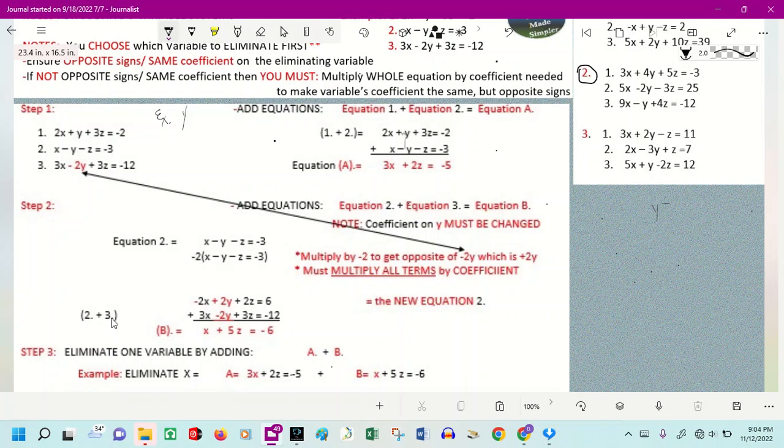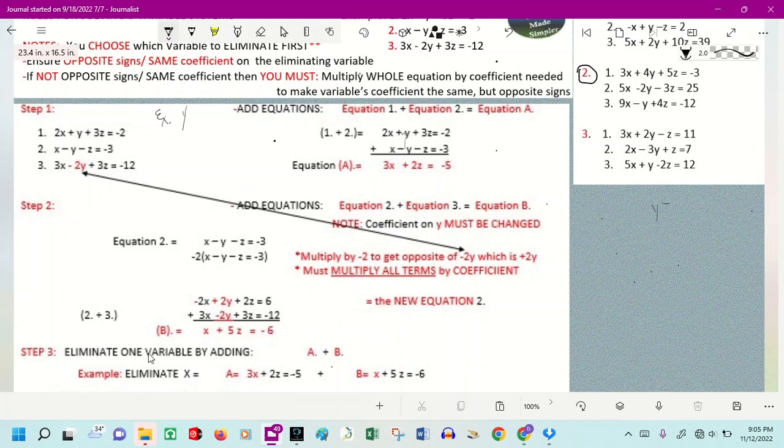Our new equation 2 added to our equation 3 will be: negative 2x and a positive 3x is a positive x. Positive 2y with a negative 2y does cancel out. That's what we wanted. And positive 2z and a positive 3z is a positive 5z. Bringing down the equal sign, a positive 6 and a negative 12 is a negative 6. So our new equation B becomes x plus 5z equals negative 6.